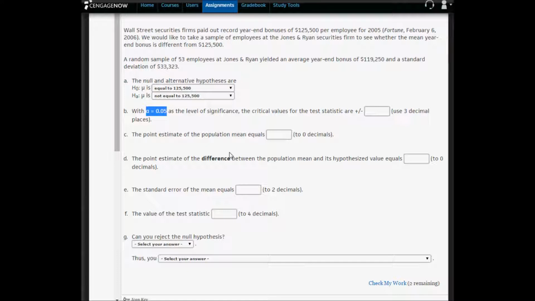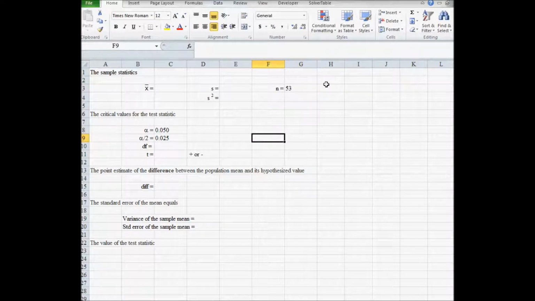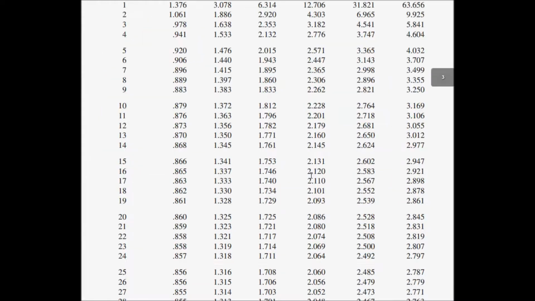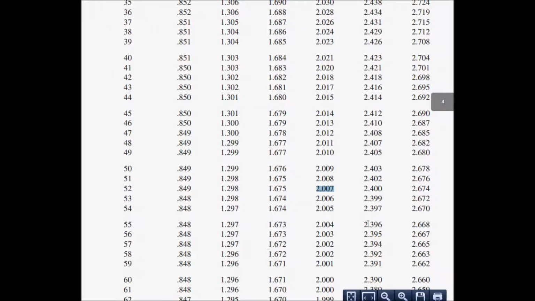and the critical value will be found in the column corresponding to alpha divided by 2, 0.025, and the row corresponding to 52, because degrees of freedom for this problem is the size of the sample, 53, minus 1. With a sample size of 53, the degrees of freedom are equal to 53 minus 1, and the alpha is divided by 2. So we've got to go to column 0.025 and row 52 to get the critical value. In column 0.025 and row 52, the critical values are plus or minus 2.007.